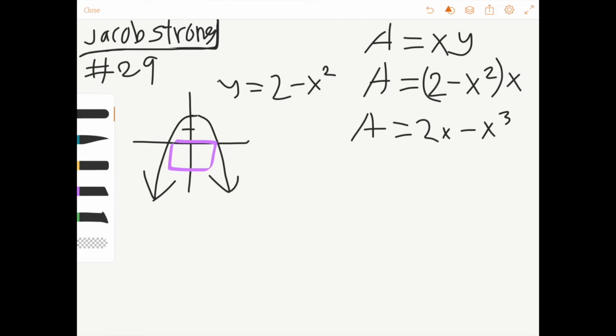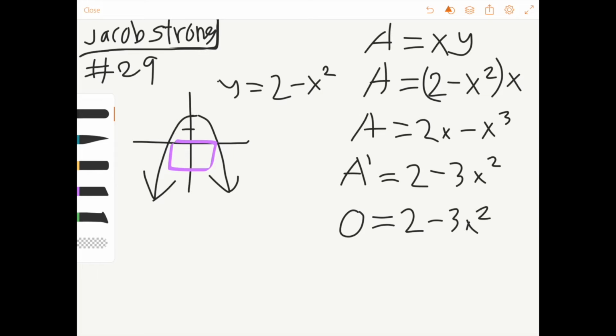With that expression, you then want to take the derivative. You should get as follows, using the power rule and coefficient rule. With your derivative, set it equal to 0 to find the critical values of that derivative. Then solve for x. You should get x equals positive or negative square root of 2/3 as your critical values.